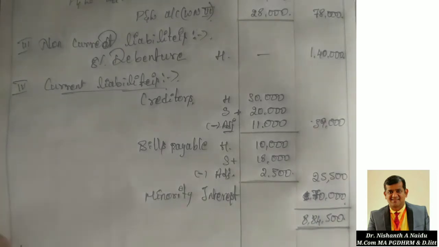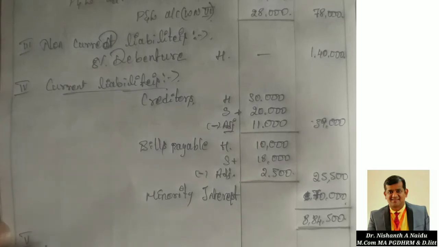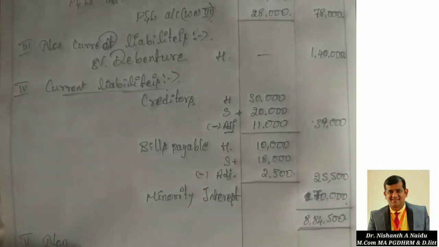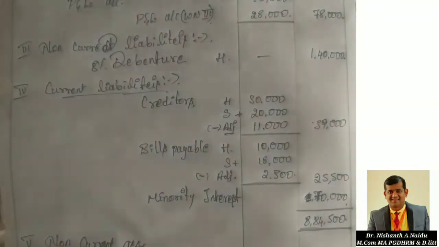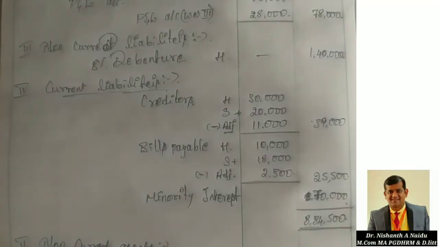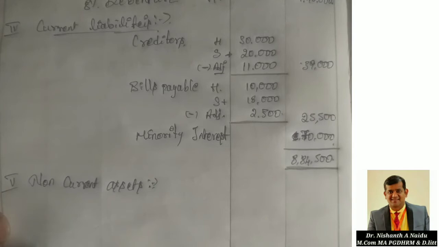So next, going forward, asset side. That is going to be the fifth item, non-current assets. Non-current assets means we have to take all the fixed assets.